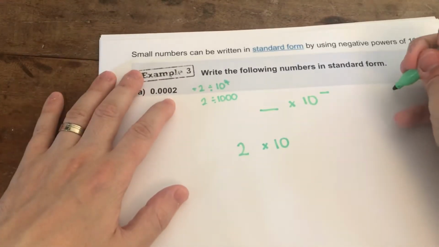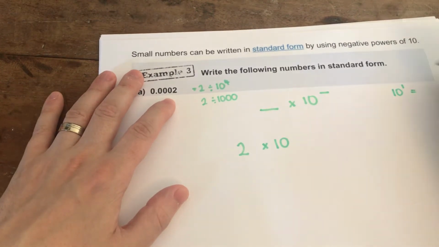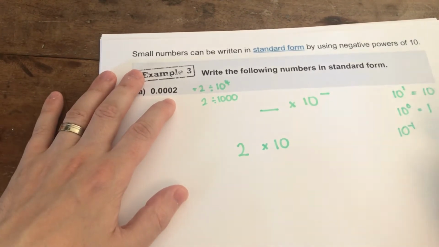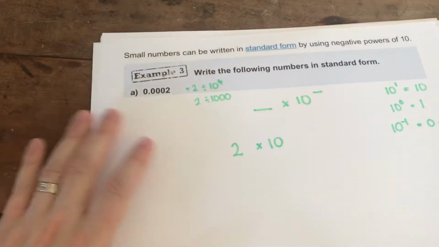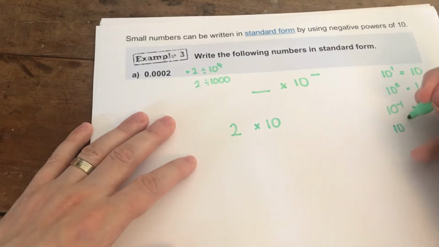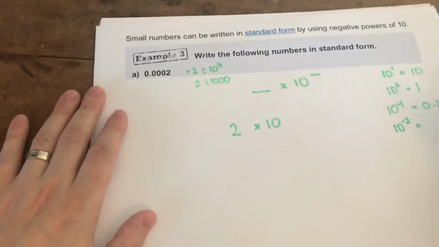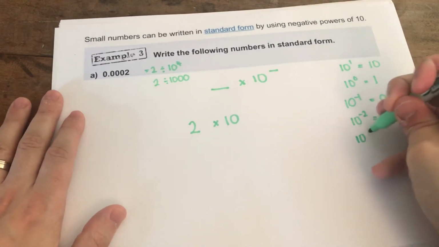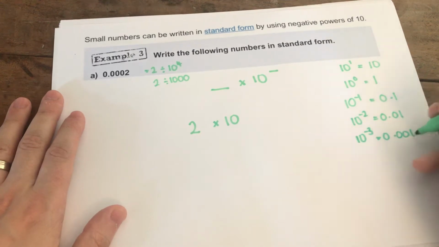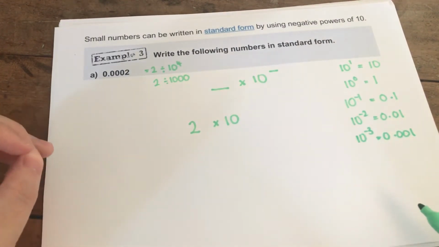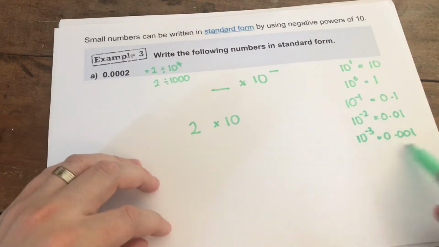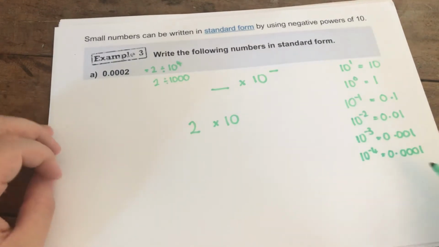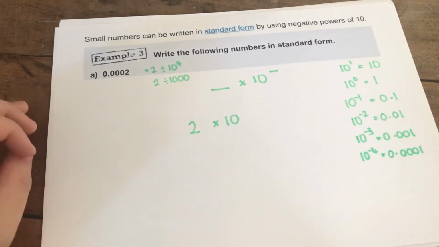If you imagine that 10 to the power of 1 is 10, 10 to the power of 0 is 1. 10 to the power of minus 1 would be 0.1, because a negative power is the same as 1 divided by 10. 10 to the power of minus 2 is 0.01, because that is 1 divided by 10 squared, which is 100. 10 to the power of minus 3 is 0.001, which is 1 divided by 10 cubed, or 1 divided by 1,000. 10 to the power of minus 4 would be 0.0001, which is 1 divided by 10,000, or 1 divided by 10 to the power of 4.